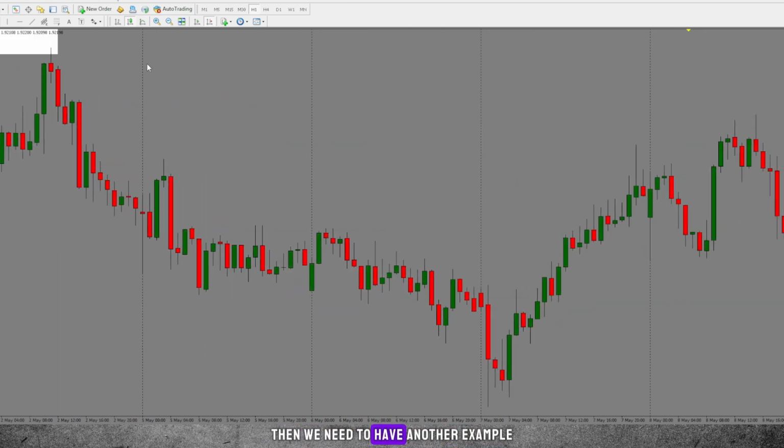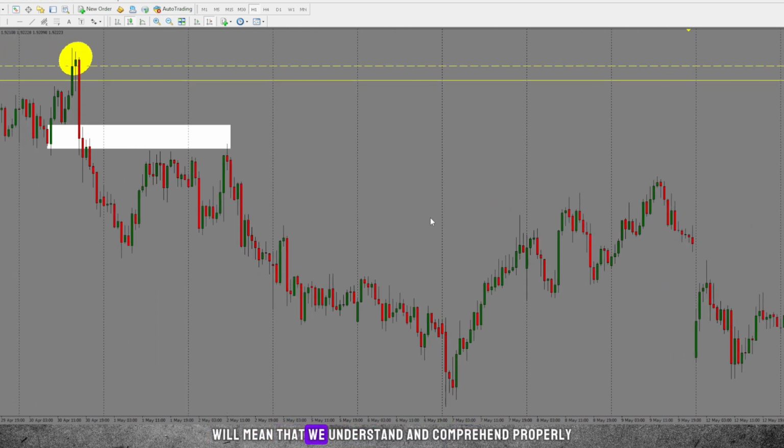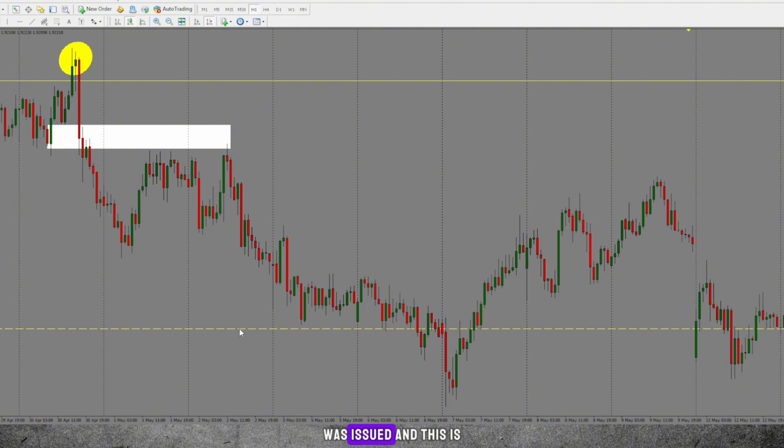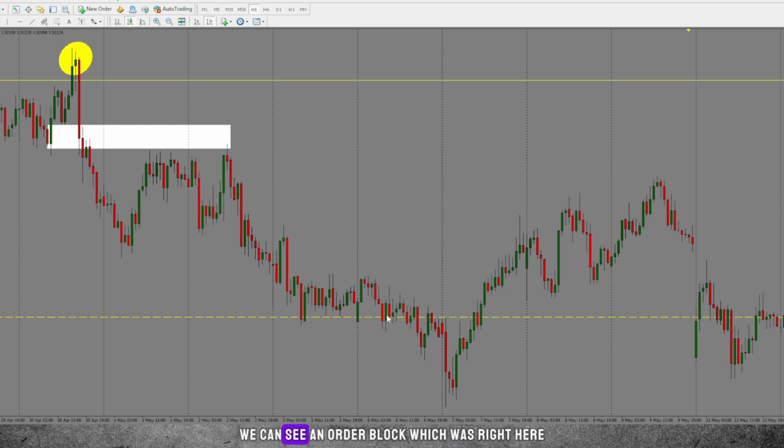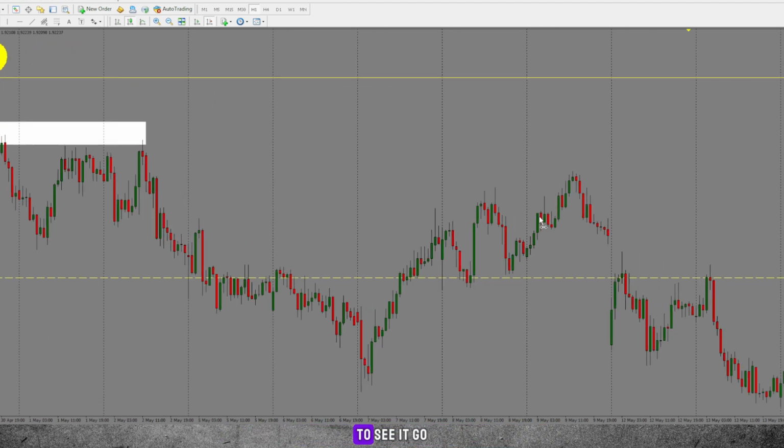Then we need to have another example so that we can understand clearly. More examples will mean that we understand and comprehend properly. So in this particular case, you can see there was this particular low that was issued, which was sort of the first leg, and a liquidity grab was then later issued. After that liquidity grab, we can see an order block which was right here. We can see the market came to retest that particular order block, and then it shifted in the direction that we intended to see it go.